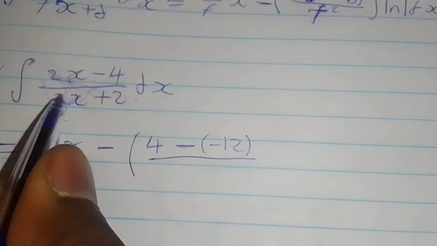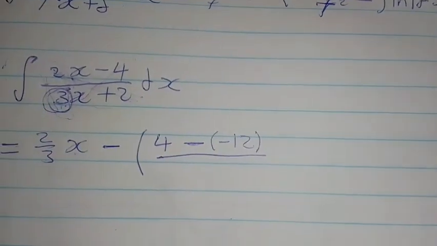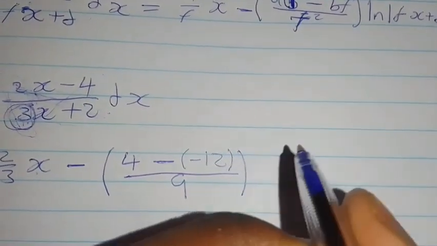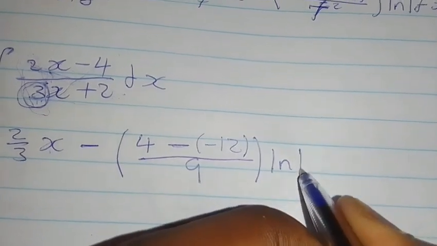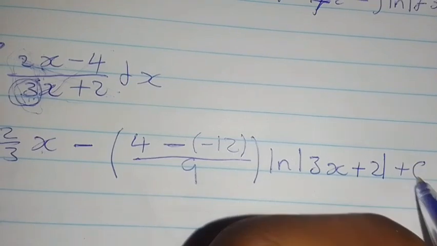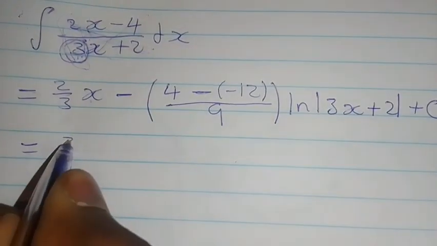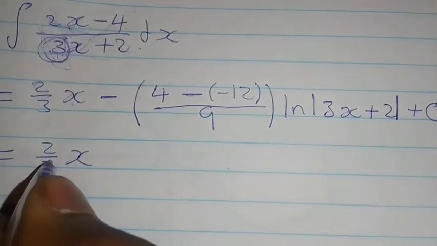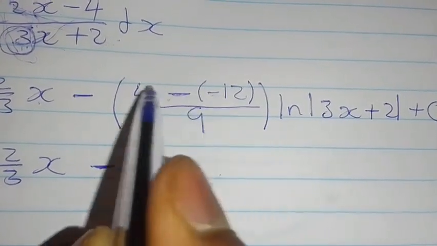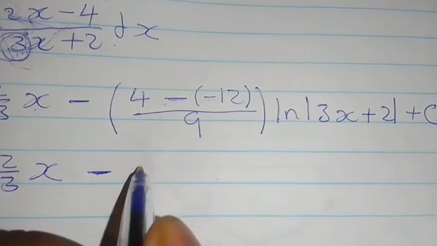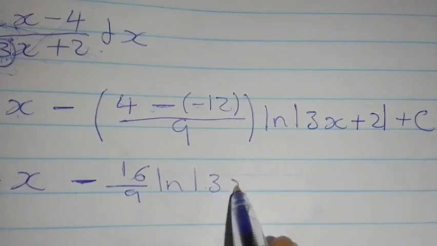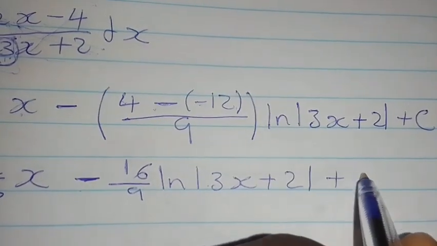And then you divide by this one. You only look at the gradient of the denominator, then you square it, which is just going to be 9. And then you multiply by ln the absolute value of the denominator, and then you add a constant, then you're done. Then you can simplify that, so it's 2 over 3, it doesn't simplify. Negative into negative is positive, so you have 4 plus 12, which is 16. So you have 16 over 9 multiplied by ln the absolute value of 3x plus 2. Then you add a constant.